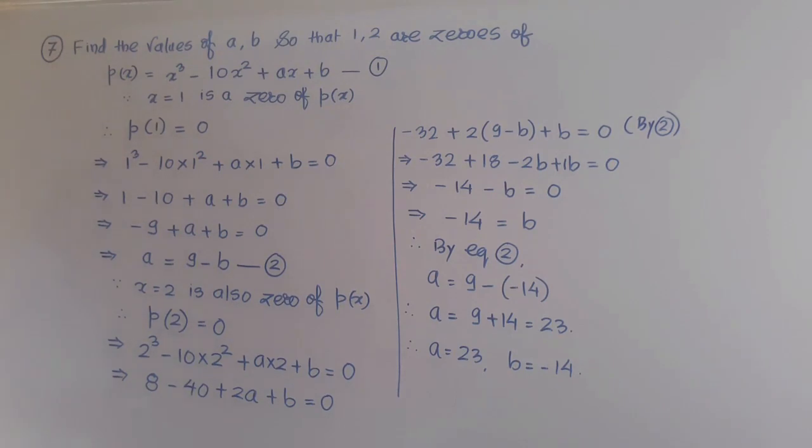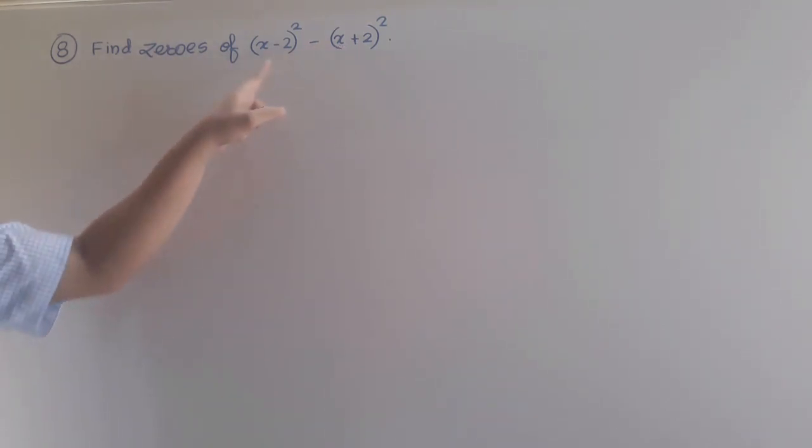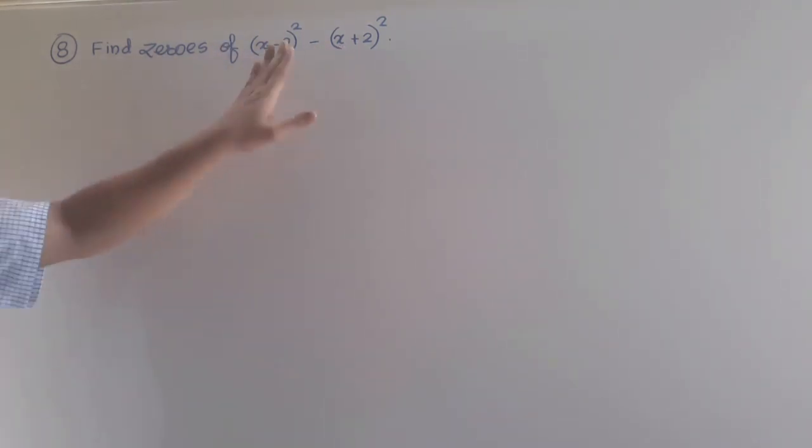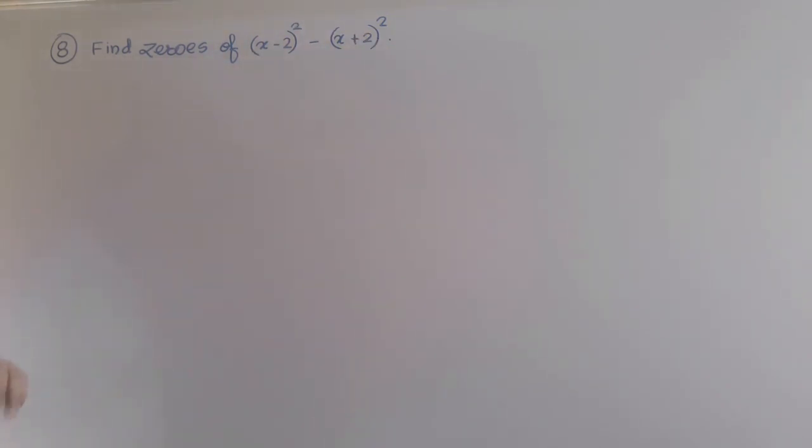Right everybody? In this question we can see once 9 minus b, if I put the value of b here that I got as minus 14, so minus minus will become plus and 9 plus 14 will be equal to 23. Now we are going to start question number 8. Yes, all of you now see the next question. We have to find the zero of these two expressions' difference. Means we have been given x minus 2 the whole square minus x plus 2 the whole square. This expression we have to find the zero of.